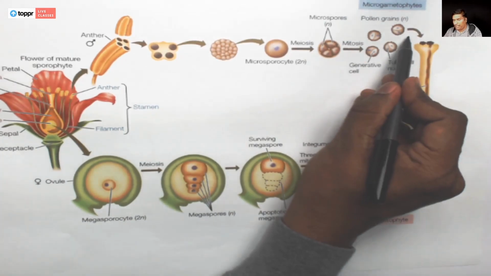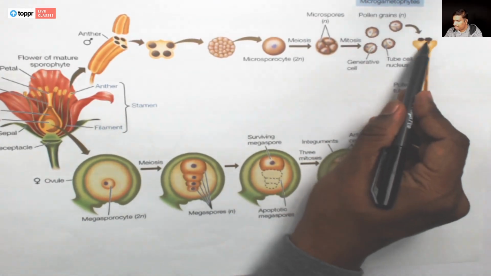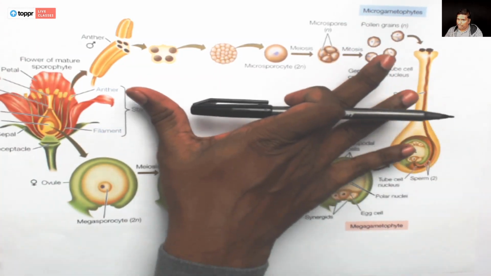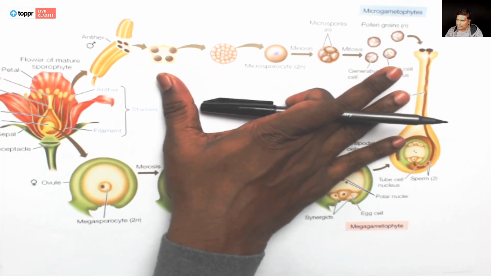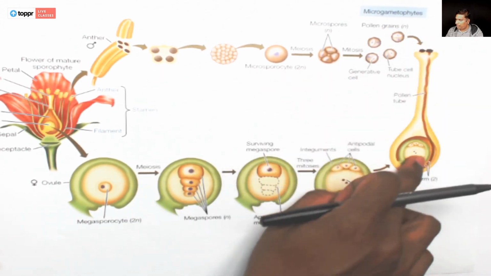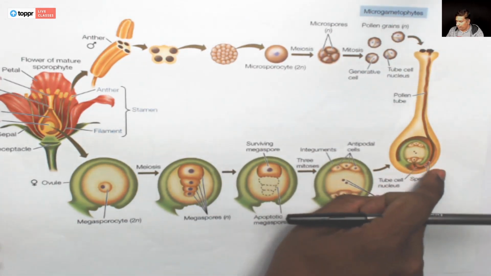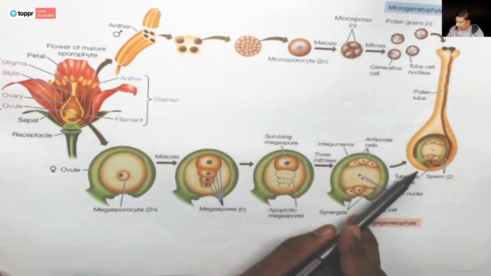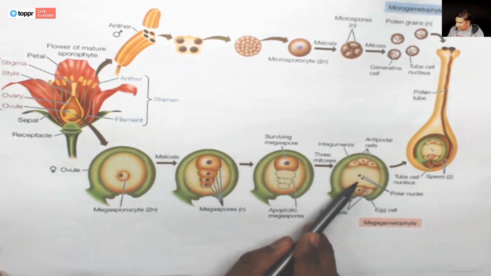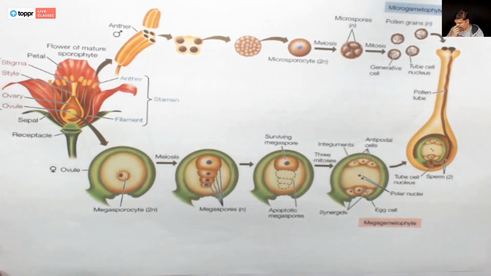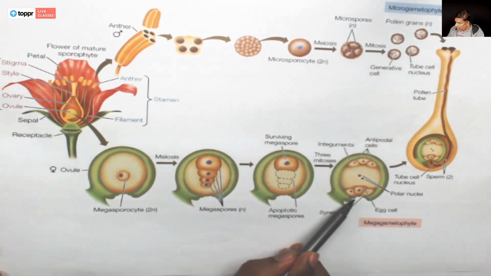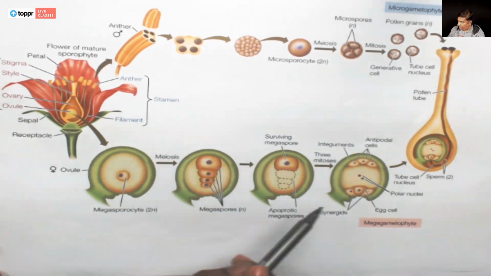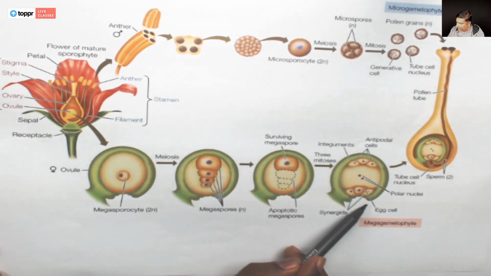So you have your pollen grain reaching the stigma. We're talking about the general fertilization process in flowering plants. The pollen grain will form the pollen tube. The pollen tube will reach the mother cell, and in the mother cell you have the antipodal cells, then the polar nuclei, and then the egg cell. Here one sperm will fuse with the polar nuclei to form the triploid endosperm, and the other sperm will fuse with the egg cell.